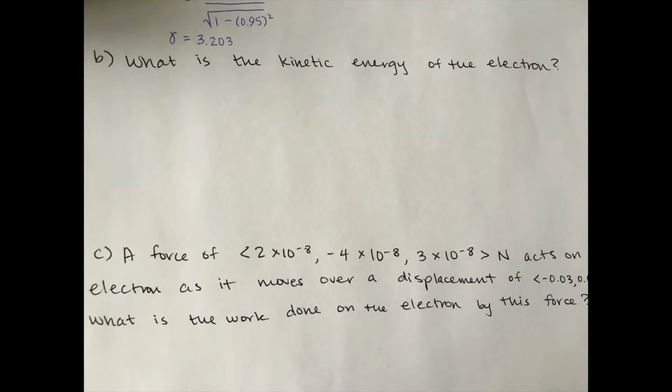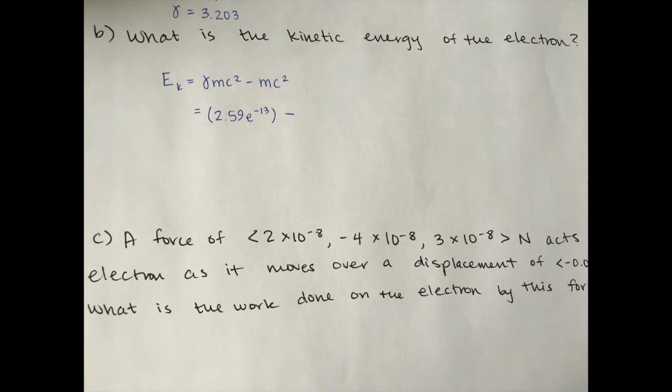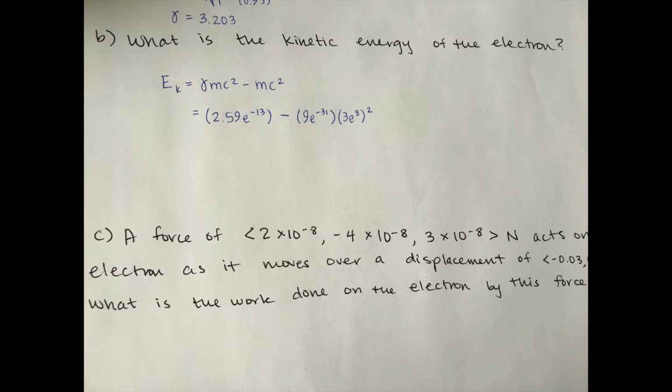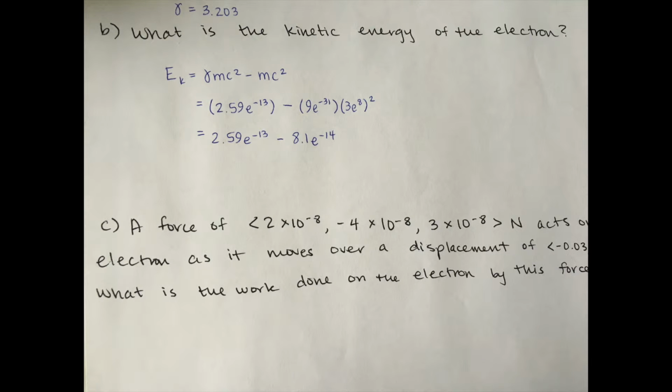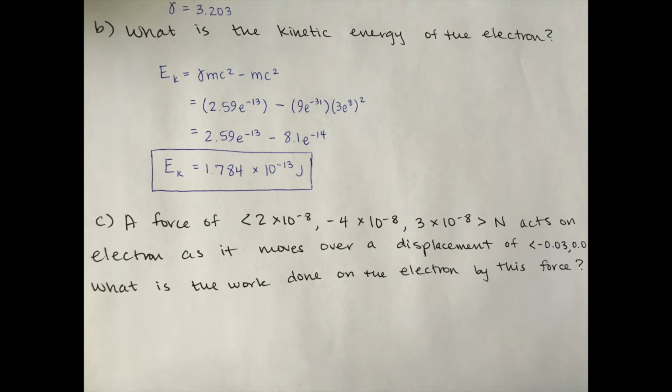For part B, what is the kinetic energy of the electron? To solve for this, we know that kinetic energy is equal to gamma times mass times speed of light squared minus the rest energy, which is mass times speed of light squared. Since we already know what gamma is, and all the other information, we simply plug and chug for this question. When we calculate this using proper parentheses in our calculator, we end up with the kinetic energy as equal to 1.784 times 10 to the negative 13th joules.